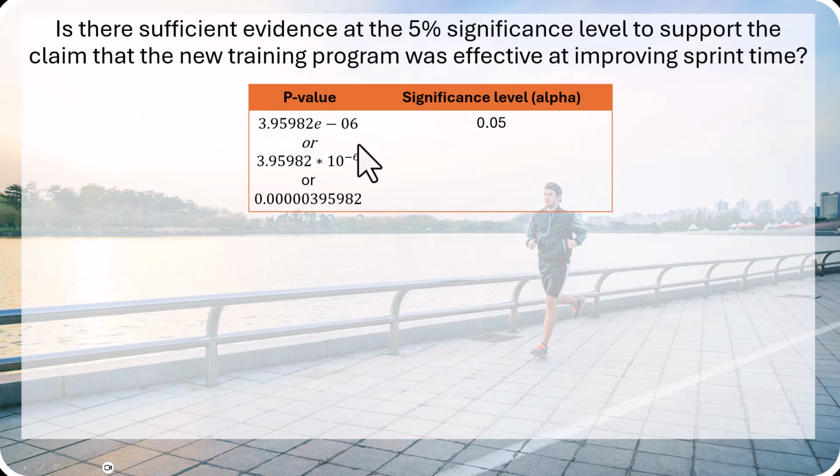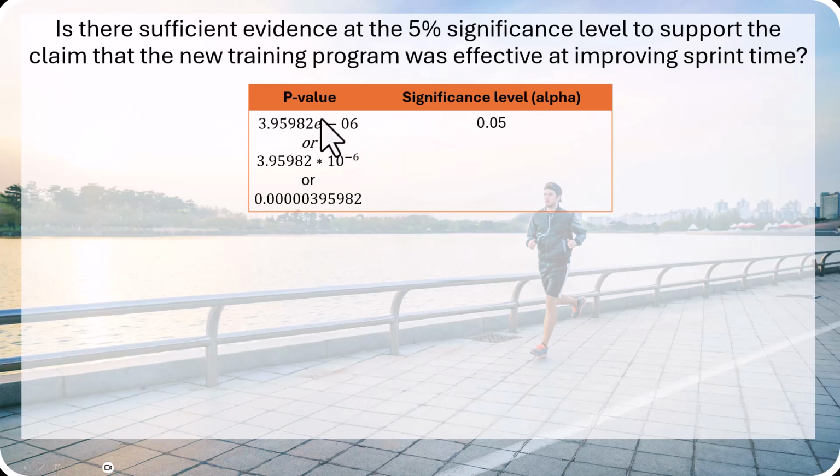If you wrote it in standard notation, it would be 0.00000315982. So hopefully you can all agree that this number right here is way, way smaller than this particular value. Now, scientific notation is something that I can put a link to an instructional video about in the description to this video, and you're welcome to watch that.